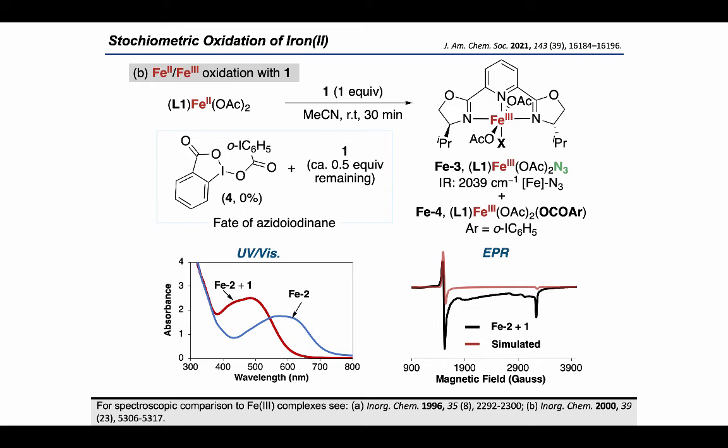Analyzing the reaction mixture by paramagnetic NMR, UV-Vis, IR, and EPR spectroscopy, along with MALDI mass spectrometry, we were able to identify the fate of iron speciation. From these techniques, we observe the complete conversion of the starting iron diacetate complex and oxidation to iron-3, where we identify the formation of an iron-3 azide complex and presumably an iron-3 carboxylate complex.